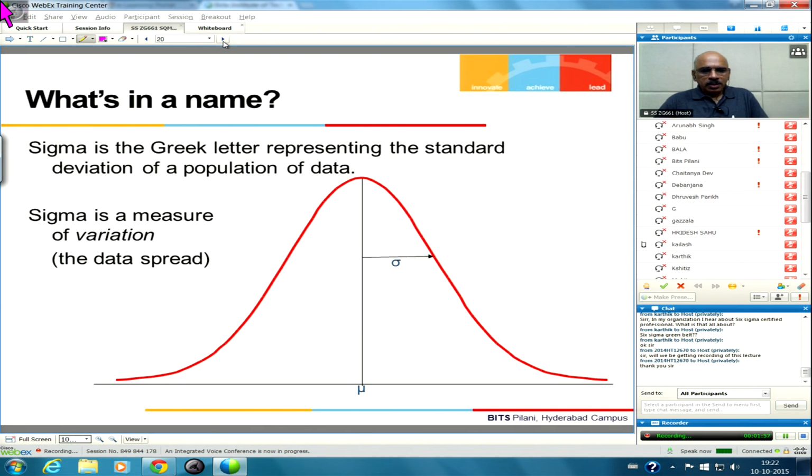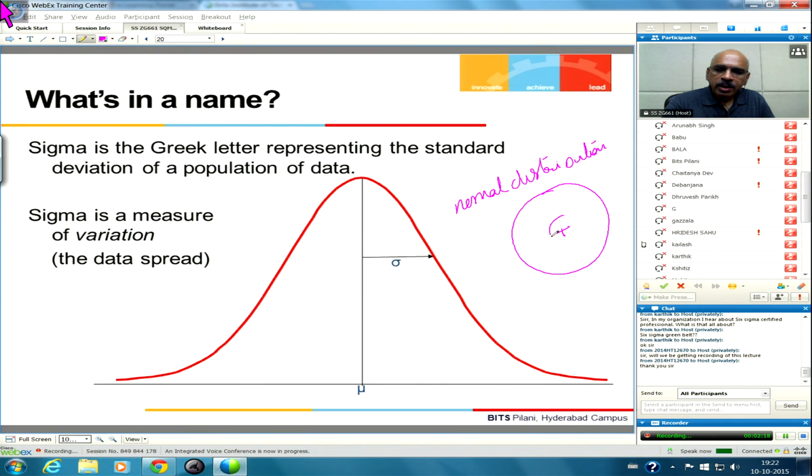Now, those of you who are interested in mathematics, let's try to understand what a sigma measure is. Sigma is a standard deviation. This is a normal distribution. Take any random event. For example, let's say you have a dartboard and you have a target. You want to hit the target. This is your desired goal.